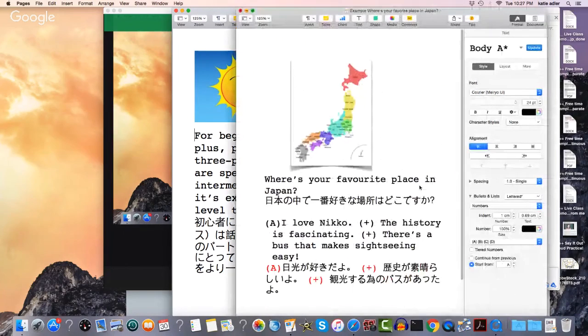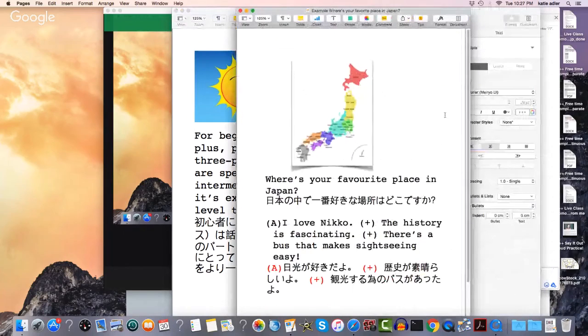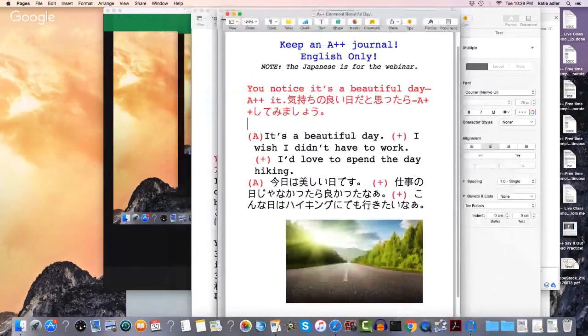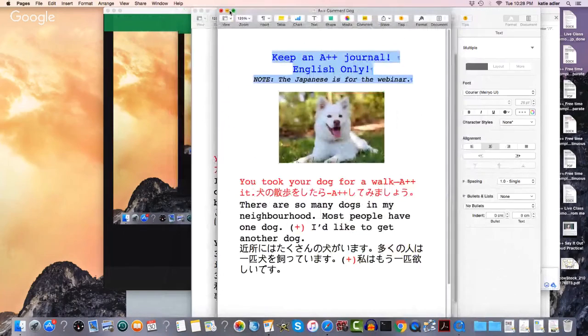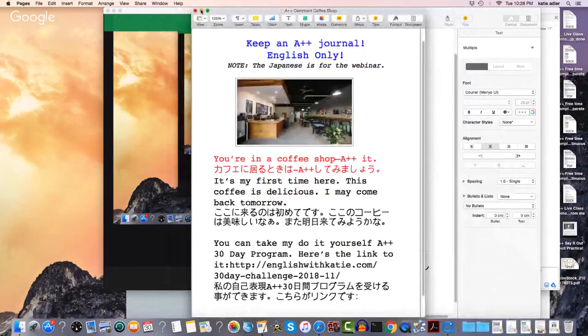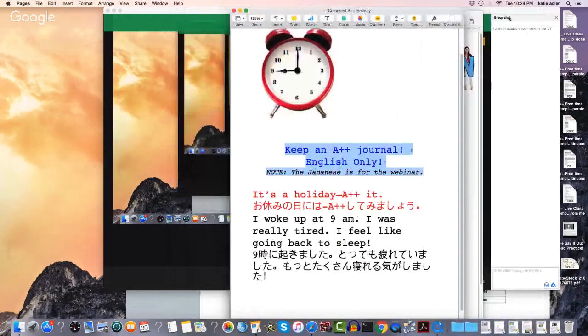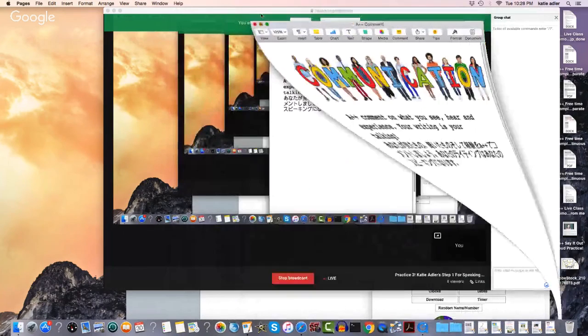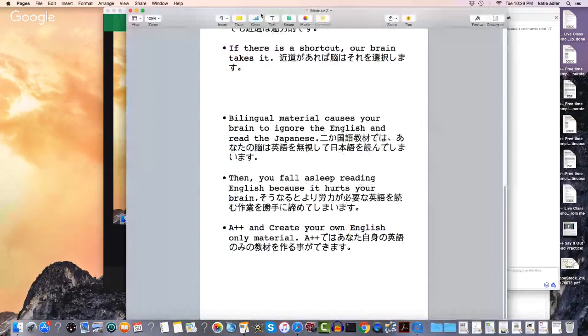So another example of answer plus plusing it. Where's your favorite place in Japan? I love Nikko. The history is fascinating. There's a bus that makes sightseeing easy. These are just some examples for answer plus plusing and expanding on your English conversation ability, knowing that what you want to do is say as much as possible. And that's where answer plus plus helps.